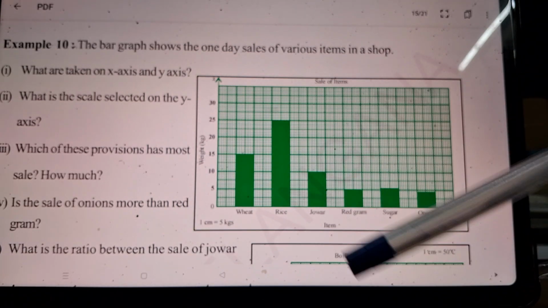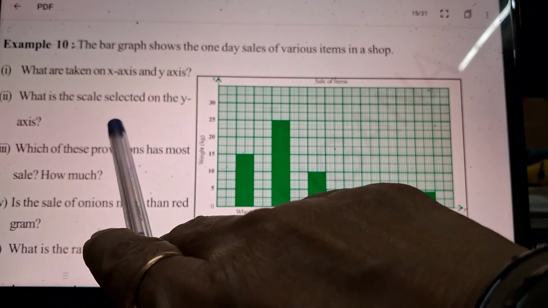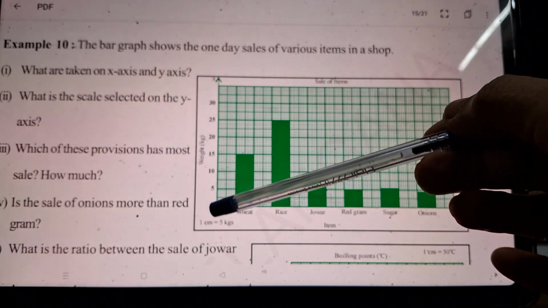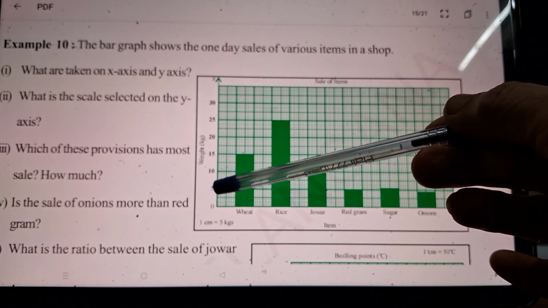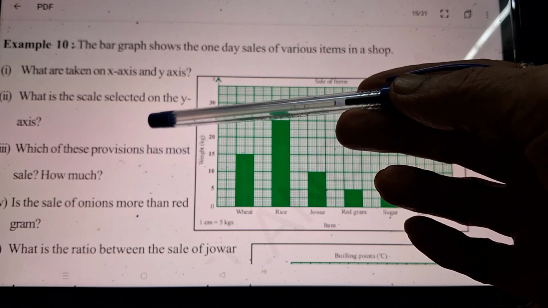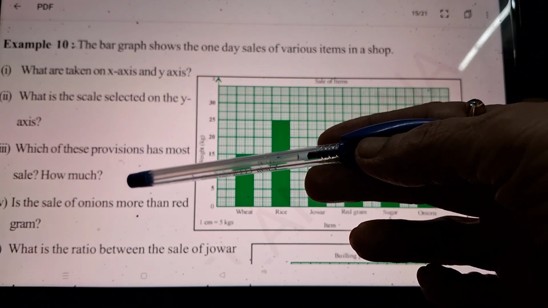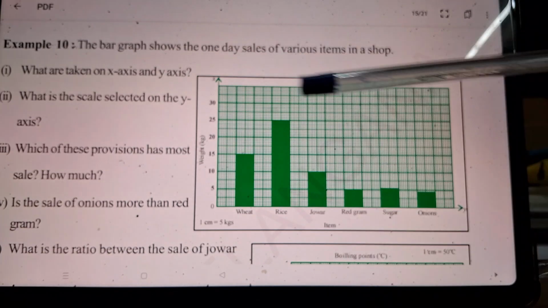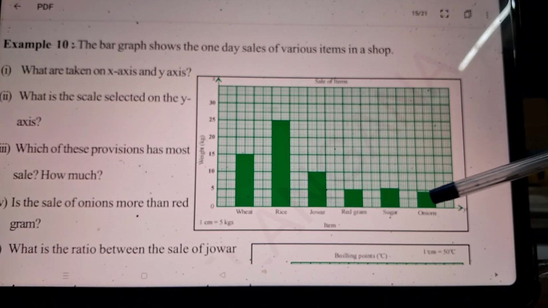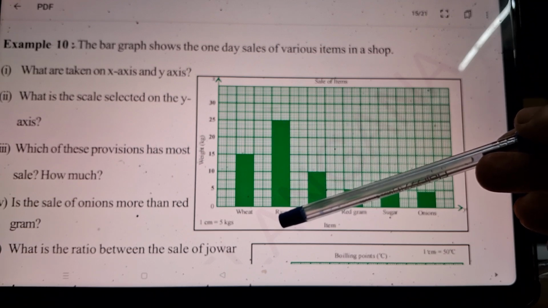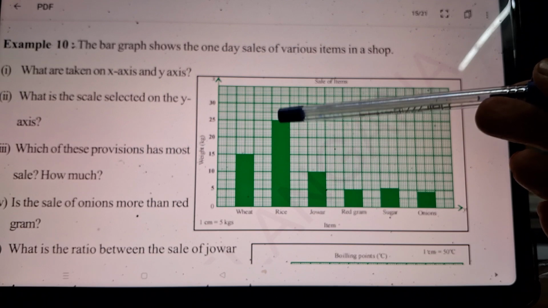Okay, this is the first bit. And second bit, what is the scale selected on y-axis? Each centimeter is taken as 5 kgs. That is the scale selected. Third one, which of these provisions has most sale? So out of these bars, what is the longest bar? This one. So this has got the most sale. What is it? It is rice. How much is it? 25 kgs.